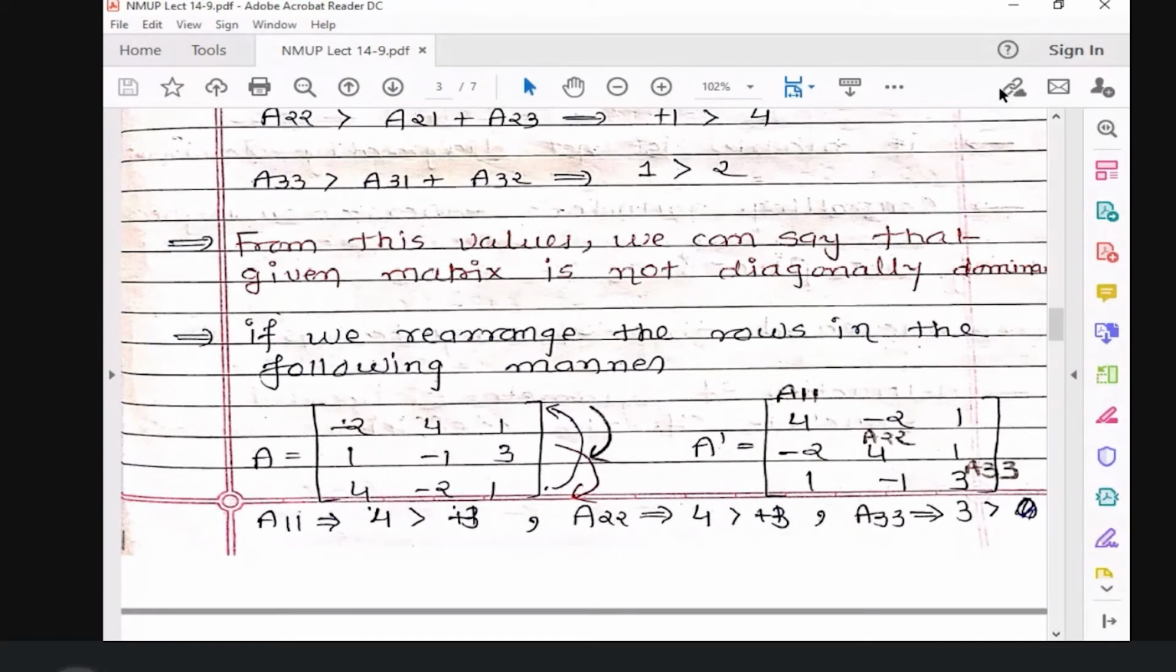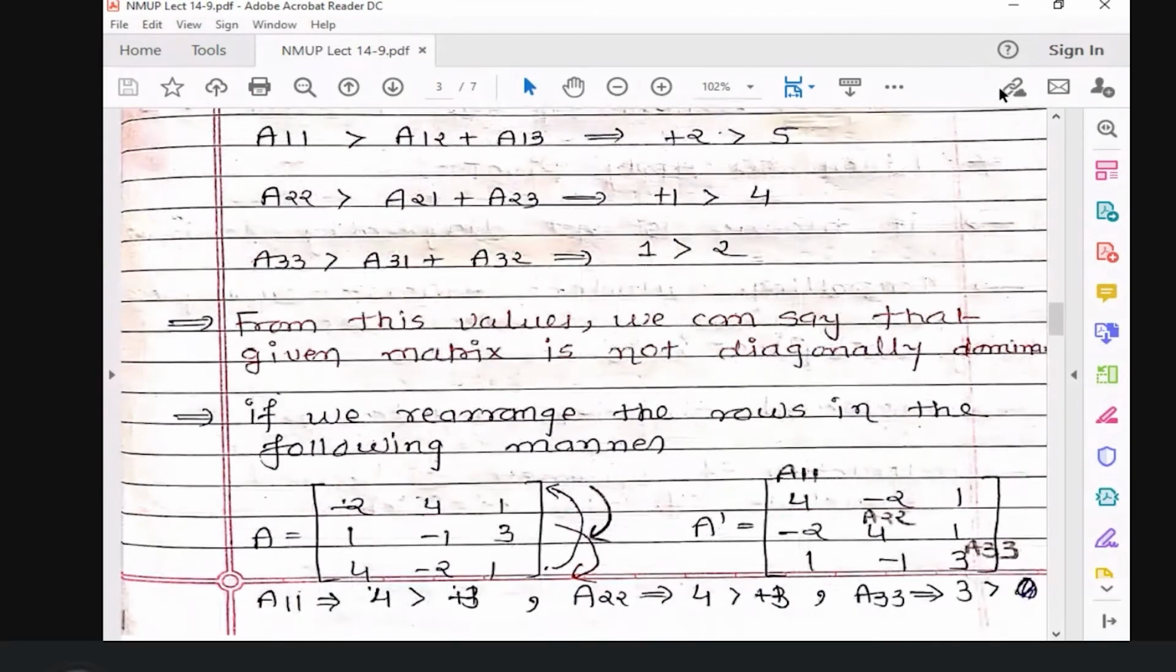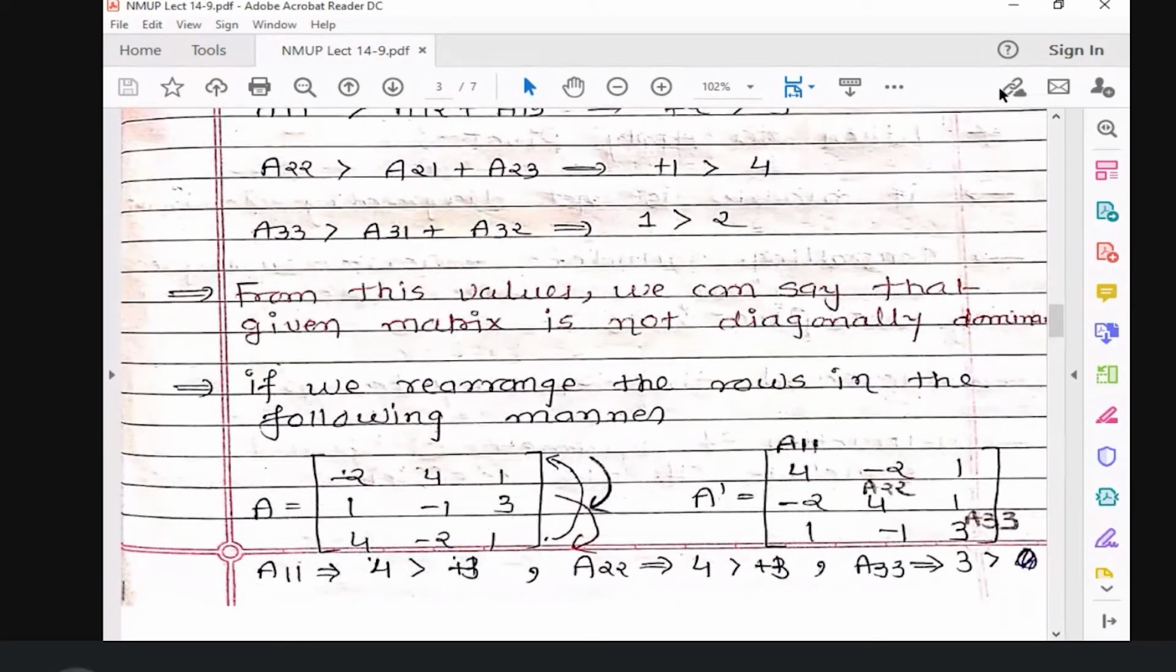Now just check the diagonal values. So 4, 4 and 3. Now again I'm doing this. A11, that is 4. So 4 should be greater than 3. Yes. A22 is equal to 4. 4 should be greater than 3. Yes. And A33, there is a 3. 3 should be greater than 2. Over here 2 is there, the last one that I have cancelled, right? So it is nothing but 2. Now just check it. In our previous case, all these conditions were not satisfied, but over here all these three conditions are satisfied. So now we can say that the given matrix is diagonally dominant.